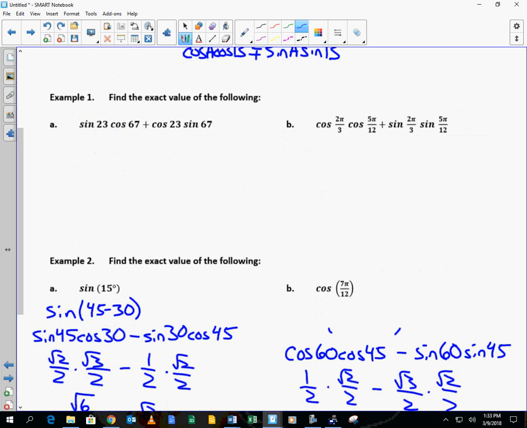Sine of 23, cosine 67, cosine 23, sine 67. Shoot, I don't know what sine of 23 is. I don't know what the cosine of 67 is. I don't know any of that stuff. What do I do? Wait a minute.